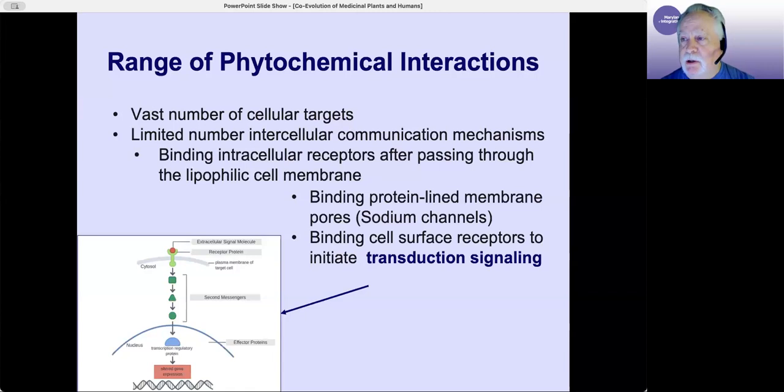On the inside of the cell, it's very watery. On the outside of the cell, it's very watery. So these compounds have to cross that. Once they're there, then they can bind to any number of channels. These are protein-lined pores, and they influence all kinds of cell effects. Also, they can bind to cell surface receptors. And that's what it's pointing to, that image on the left.